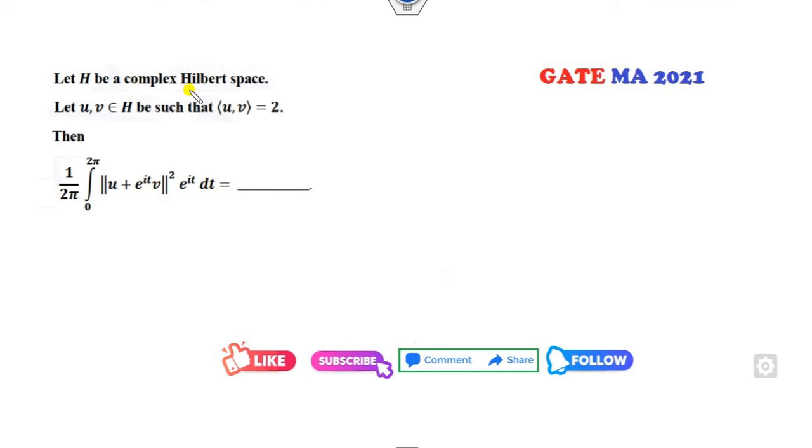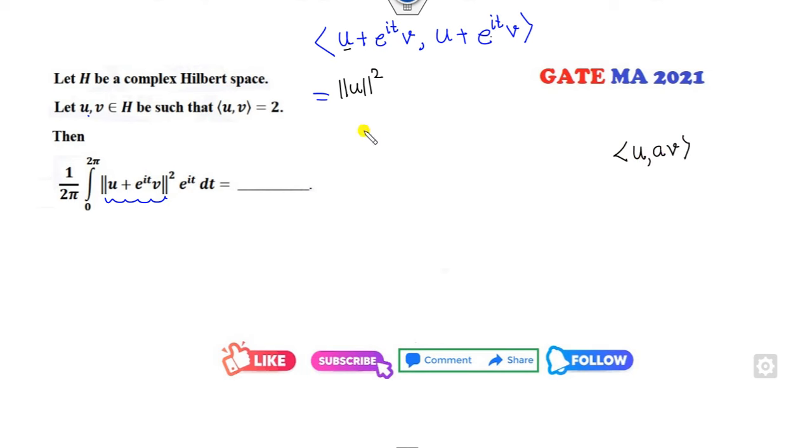Okay, H is my complex Hilbert space, with U and V such that the norms are given. I can firstly think about here: U plus e raised to power iota t V, times U plus e raised to power iota t into V. So I can open this bracket. U into U is norm of U square. Whenever you have this over the complex plane, it should be of this. Fine. Now look at that.